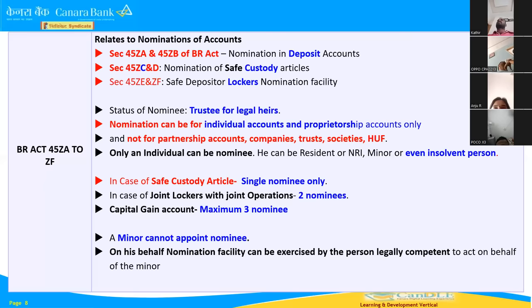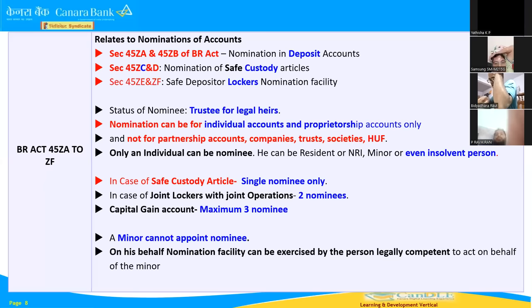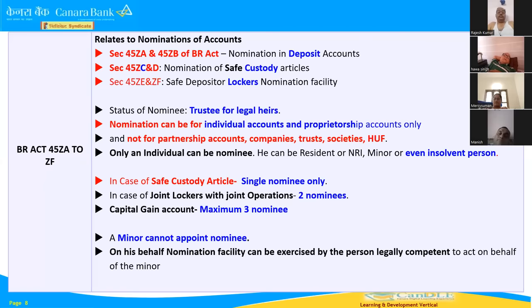What is the difference? Generally we take nominations on deposits, safe custody articles and lockers, only three. Remember: deposits, safe custody articles, lockers. Being a banker of 28 years, I made nominations on deposits only. Safe custody articles, I never gave a nomination. Lockers also I never gave, and in my branch it is not there. The maximum thing we do as a banker is deposits. Why I am telling this is that there is a logic.